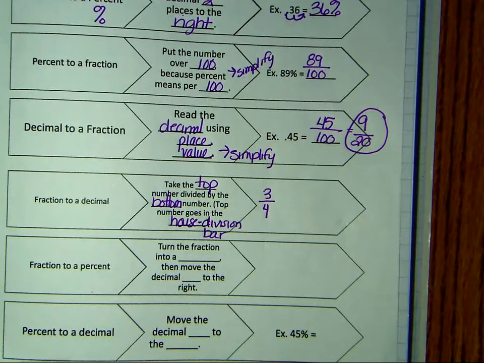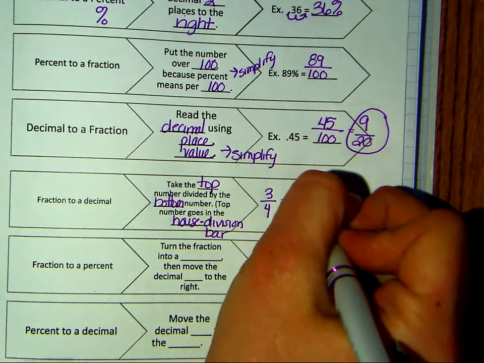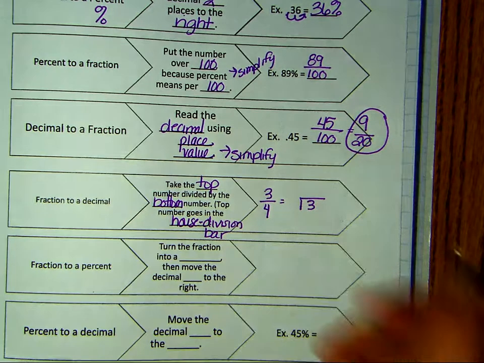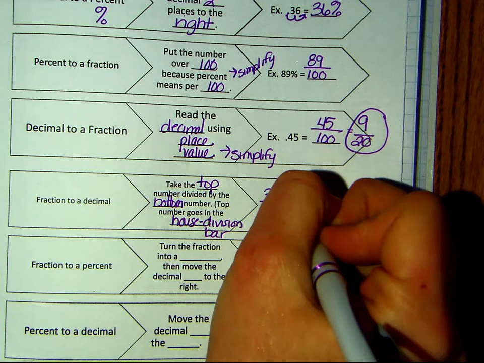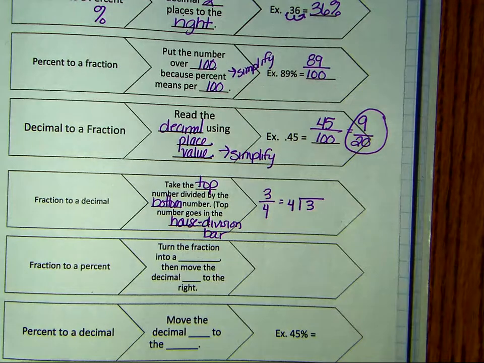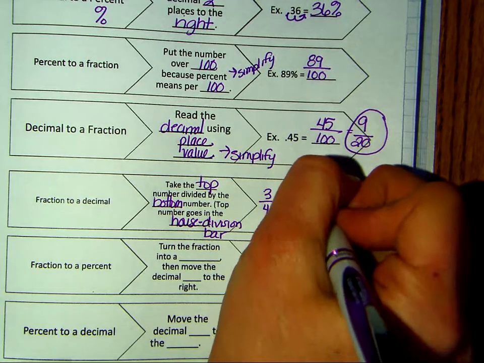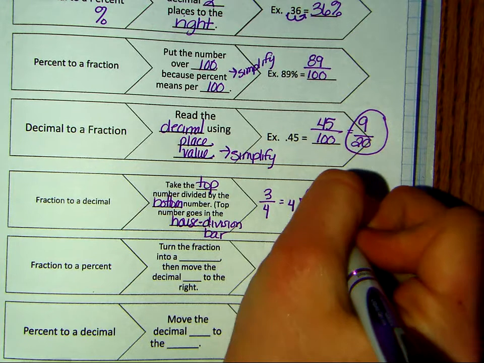Alright guys, 3/4, I want to convert that to a decimal. If I'm going to do that, who's the king? 3. He goes into the division bar. Who's on the outside? The 4. The denominator. Can 4 go into 3? No. Add my decimal, add a 0.